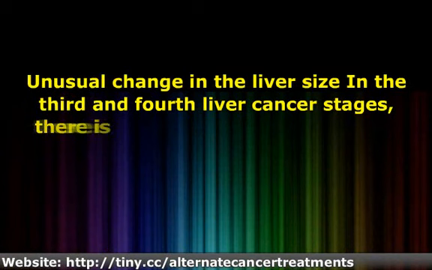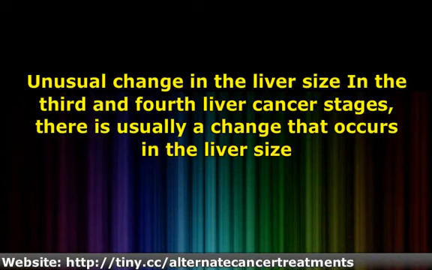Unusual change in the liver size. In the third and fourth liver cancer stages, there is usually a change that occurs in the liver size. The change in the liver size is characterized by bleeding in the liver. There is also a high possibility that the liver cancer patient is bound to experience continued abdominal pains.